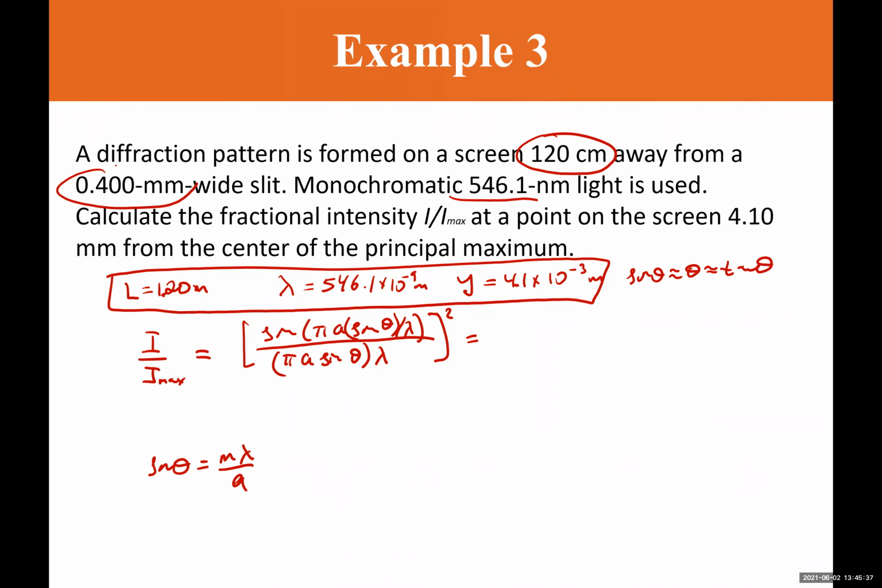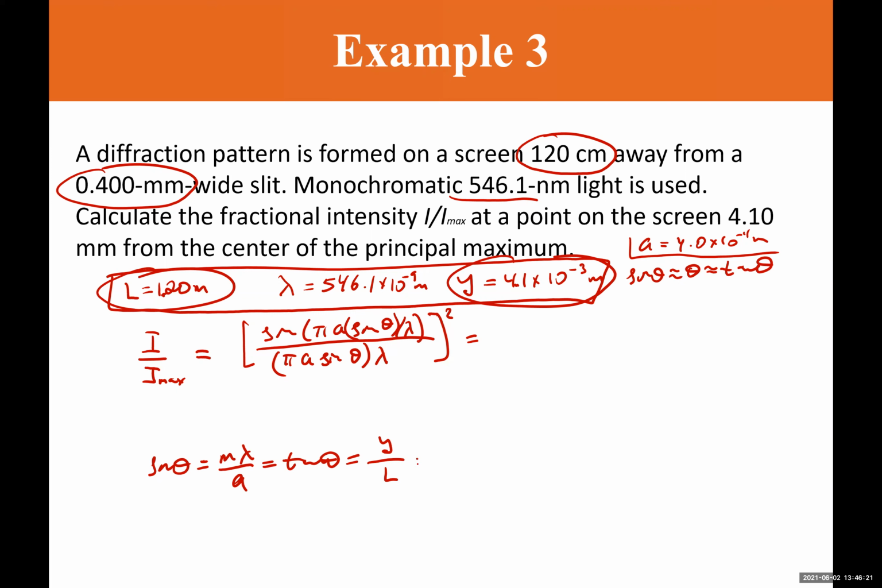Actually, I do have it. Sorry, I just noticed that I did not write that down. So a is also given to us, and it's 0.4 millimeter, or we can write it as 4.0 times 10 to the negative 4 meters. So sine of theta equals m lambda over a, but this is also approximately the tangent of theta, which equals y over L.